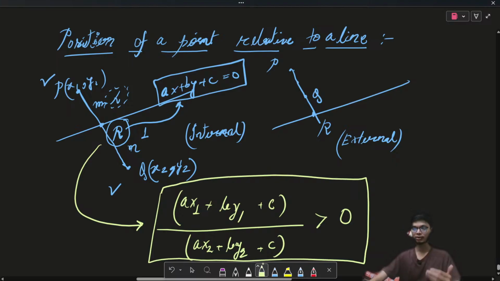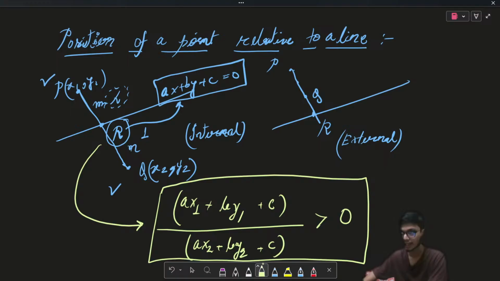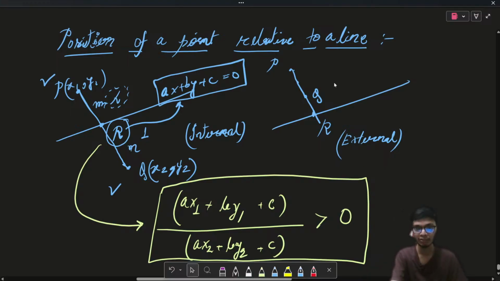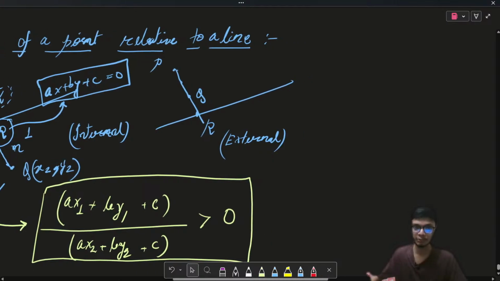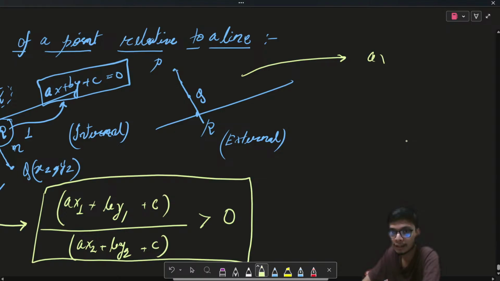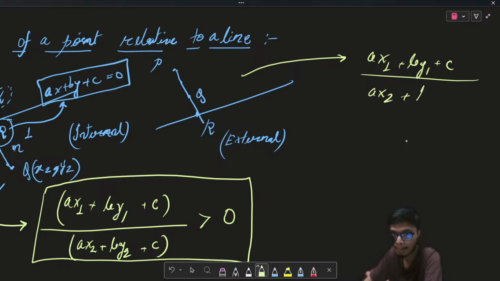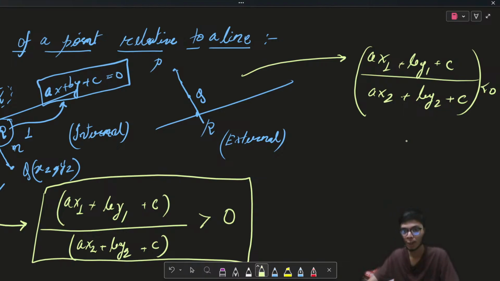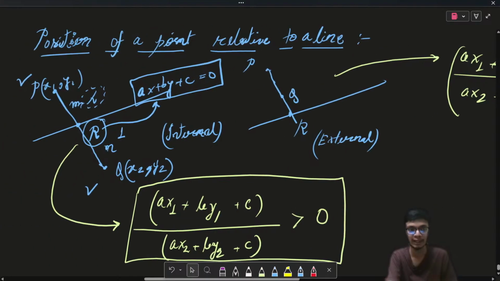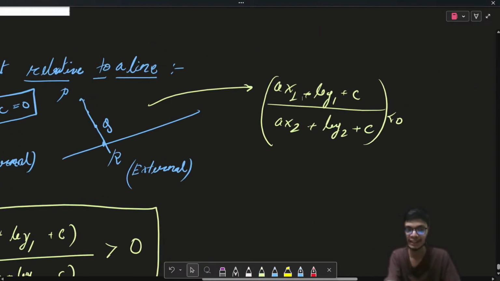So what you can understand from here is that if both of them are of the same sign, then they are lying on the same form. Whereas in the case of external division, you will be getting the ratio to be negative. If this ratio turns out to be negative, you can say that the points P and Q are lying on the same side. That means these two values are of the opposite sign. So if I have the same sign, they are lying on the opposite sides, and if I have the opposite sign, then they are lying on the same side.